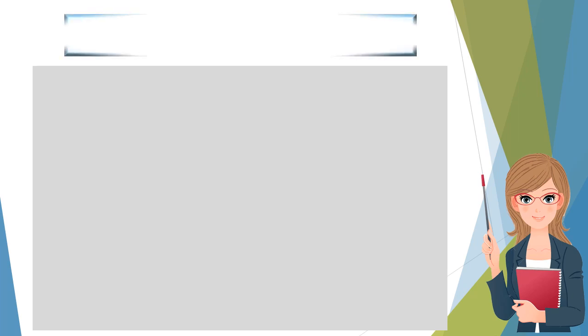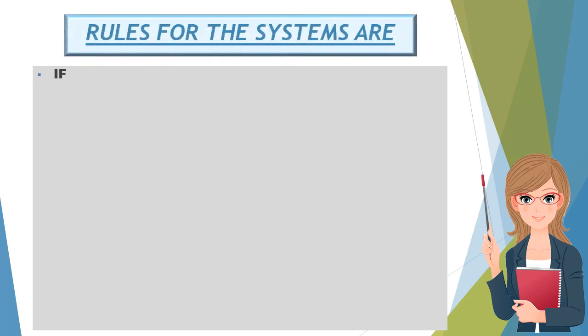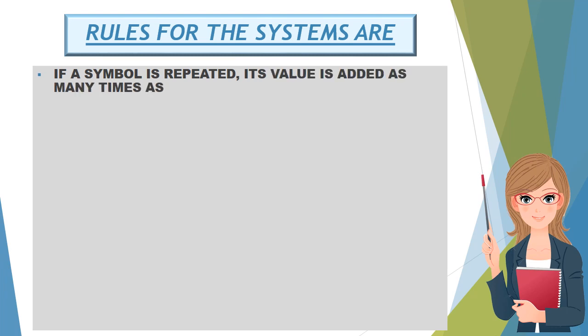Now let us see the rules for writing the Roman numerals with the help of the symbols. The first rule is, if a symbol is repeated, its value is added as many times as it occurs. What does it mean? Let us see with the help of an example. If I is written twice, we know the value of I is 1, so 1 plus 1, or we can say 1 twos are to get its value, that is 2.